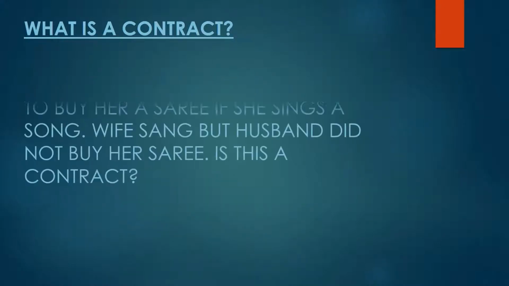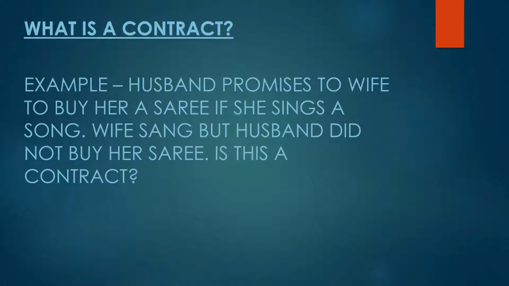Let's take an example. Husband promises to wife to buy her a sari if she sings a song. Wife sang, but husband did not buy her the sari. Is this a contract? Why or why not? Take a minute, think over it, pause the video, and then give your reasoning.